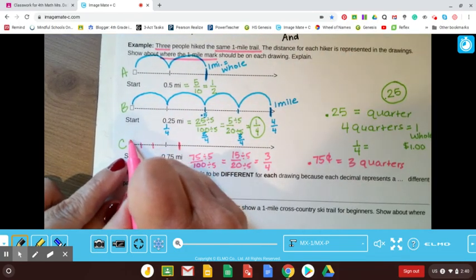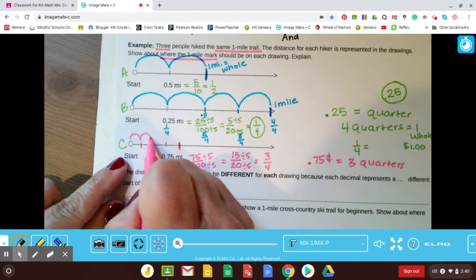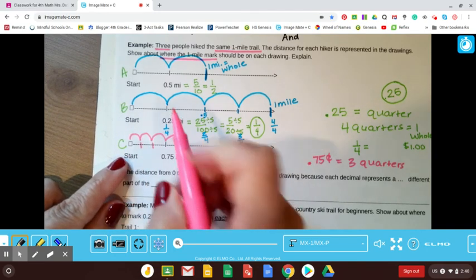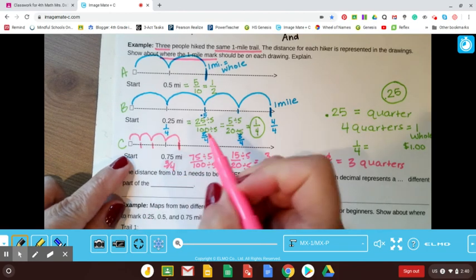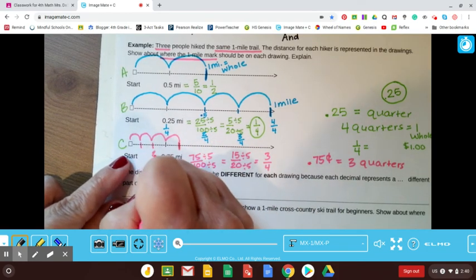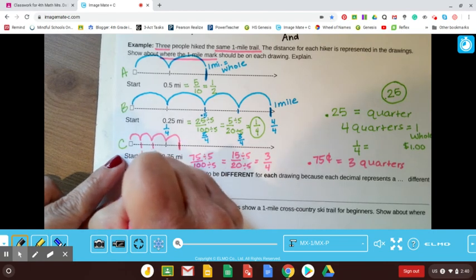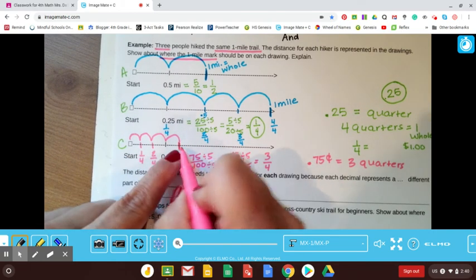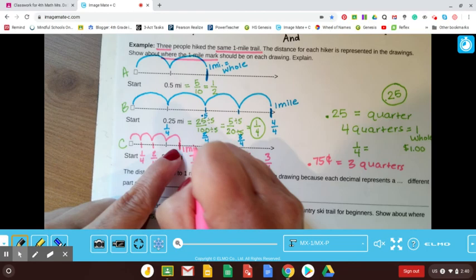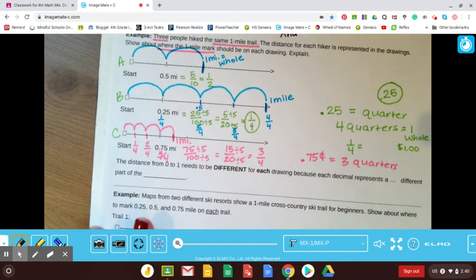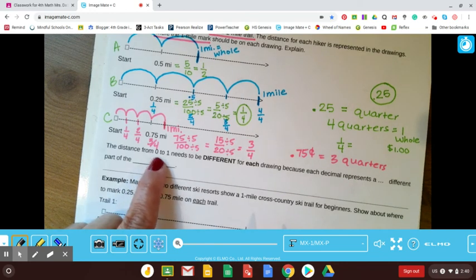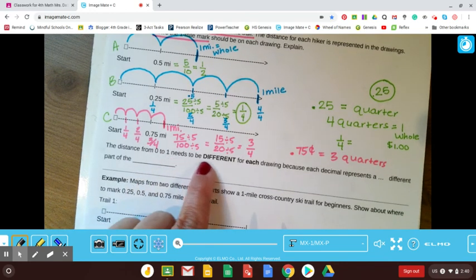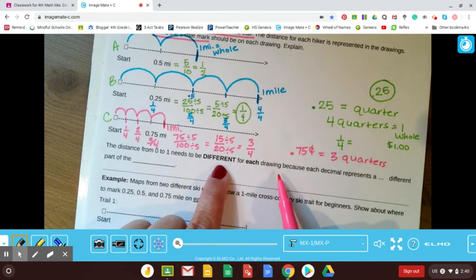And we would still have our leaps to count. Ready? 1, 2, 3, 4. And the 75 hundredths is equivalent to the 3/4. This would be our 2/4. This would be our 1/4. And then right here would be our 1 mile. All right, awesome job. So the distance from 0 to 1 needs to be different for each drawing.